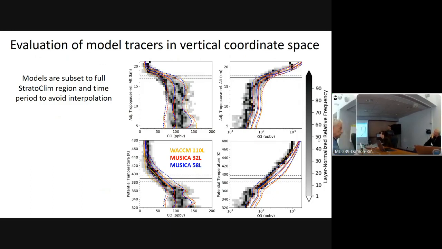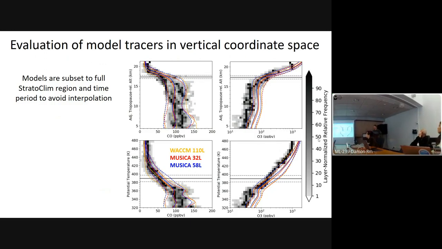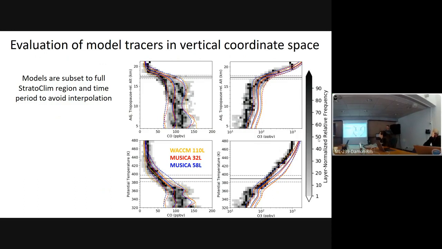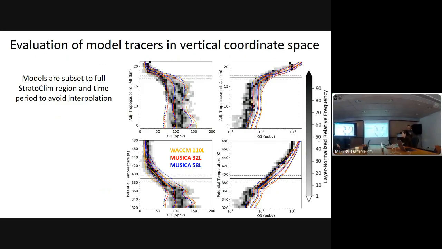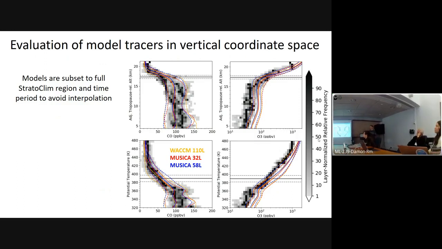What's important to mention here is that in this type of evaluation, we are subsetting the model to the larger StratoClim region and over the full StratoClim time period. We're not doing an interpolation to the model points. We can do that, but there's an issue with it, where you are comparing two air masses that have wildly different sizes. An aircraft observation is essentially just a point, whereas a model grid point is tens of kilometers by tens of kilometers on the side. So we're bypassing that by looking at the full general behavior of this region.